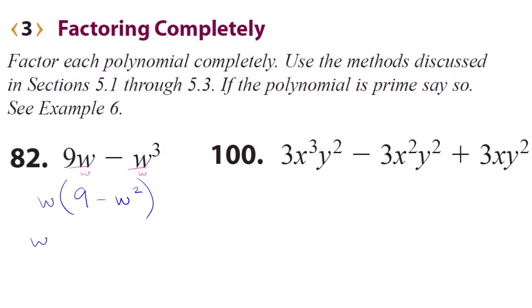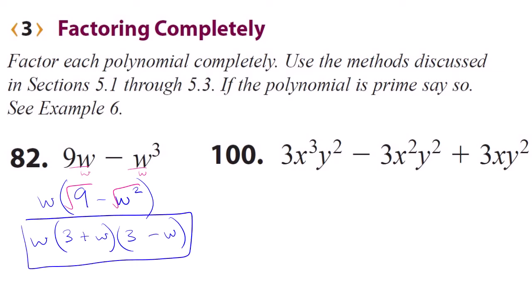And so we can set this up like this, right? And so the square root of 9 is 3, so that goes here and here. The square root of W squared is W, so that goes here and here. And then remember, with the difference of two squares, you always put a plus and a minus. It doesn't matter which order. And so that's as far as we can go, right? We can't factor this, nor can we factor this anymore.